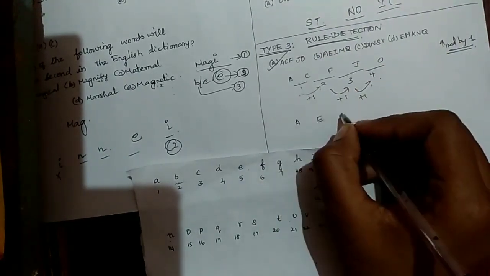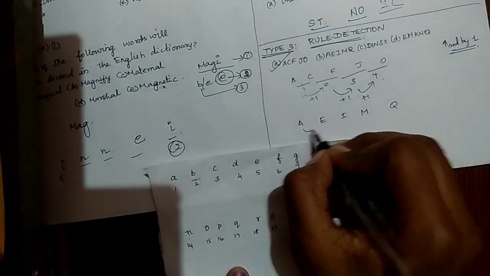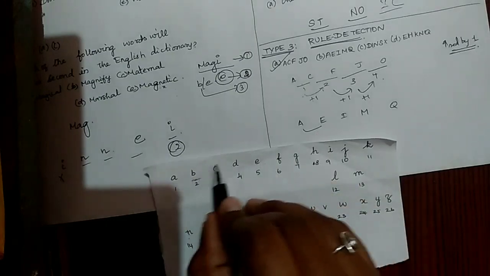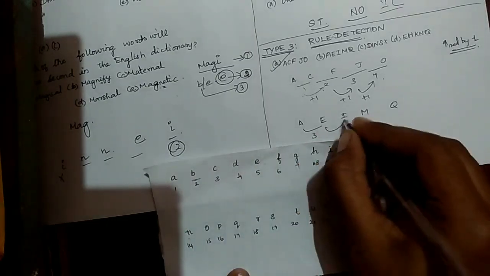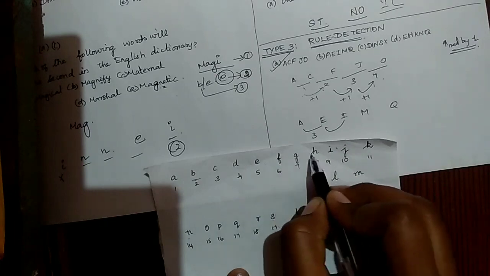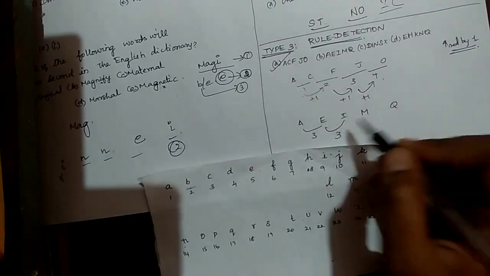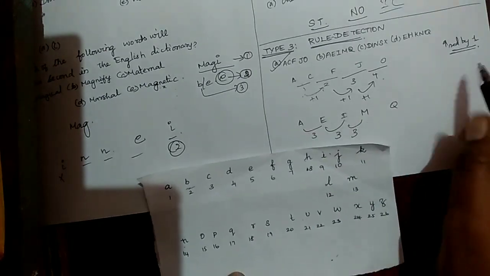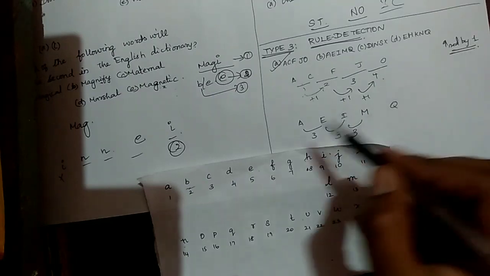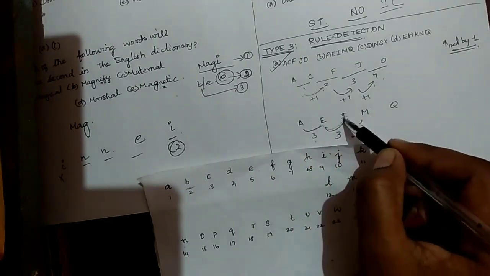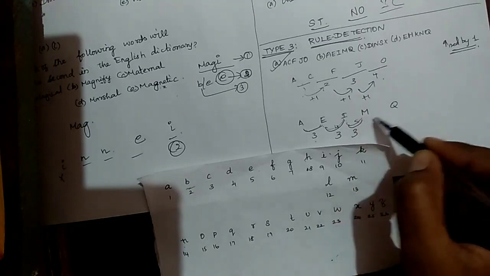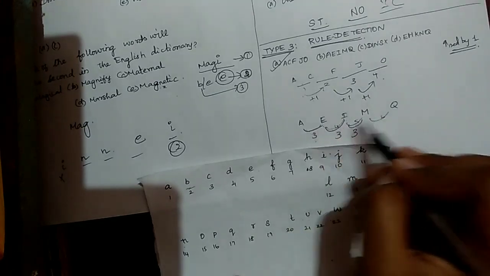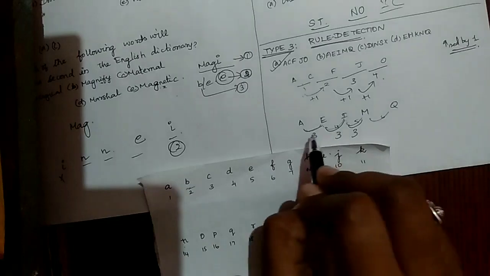Option B: A, E, I, M and Q. Here the difference between A and E is 1, 2, 3, right? Here 3. And between E and I, 1, 2, 3. Between I and M, 1, 2, 3. Here the difference between all these letters is 3. But the question asks for an increase by 1. If here the difference is 3, here it should be 4, then 5, then 6, right? But all these letters have the same interval value, 3, 3, 3.